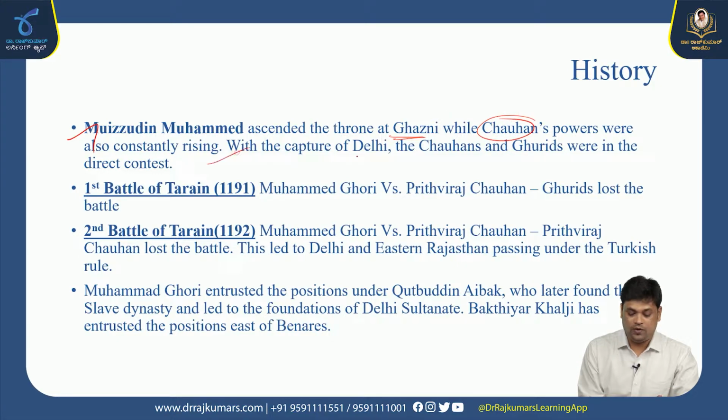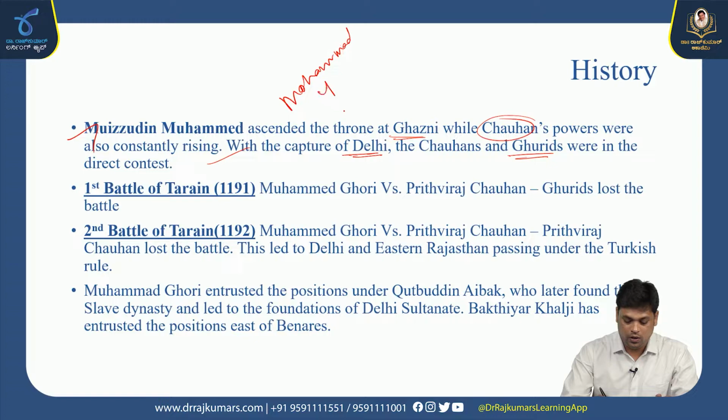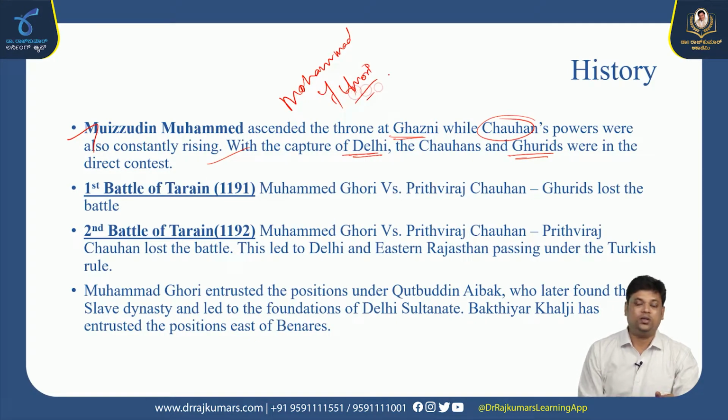Next, Muizzuddin Muhammad ascended the throne at Ghazni, and Chauhan powers were constantly rising. With the capture of Delhi, Chauhans and Ghurids were in direct contest. That is, Muhammad of Ghori wanted to conquer India. During that time period, he clashed with Prithviraj Chauhan of the Chauhans, a Rajput state. Two battles were fought between Prithviraj Chauhan and Muhammad of Ghori.